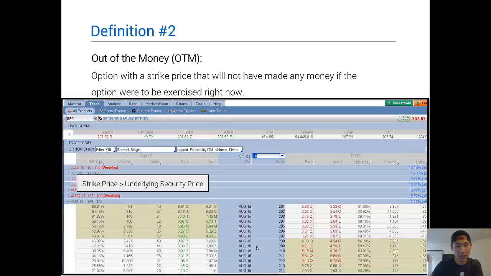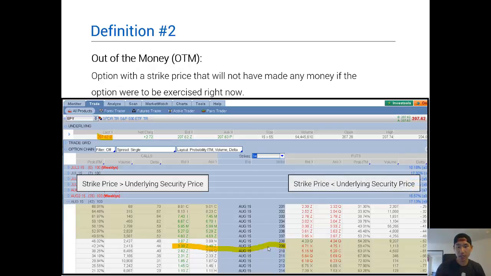So let's say, for example, on the 209 strike price option for the calls, you would not be able to make any money if it were to be exercised right now. Because if you think about it, currently the stock is being traded at 207.62, and you have a call for 209. You would rather go out and buy at 207.62 because it's cheaper for you to buy it at a lower price rather than having to buy it at the option strike price of 209.